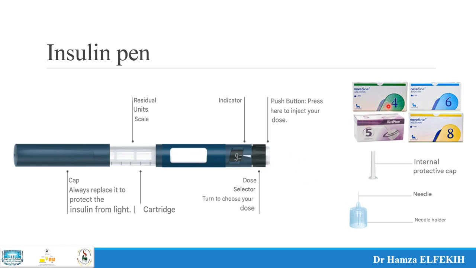In Tunisia, we have 4, 5, 6, and 8 millimeter needles. With 4 and 5 millimeter needles, we can do the injection directly into the skin, the subcutaneous tissue. And with 6 and 8 millimeter needles, or with the syringe that we saw before for human insulin, we should make a skin fold before doing the injection of insulin.